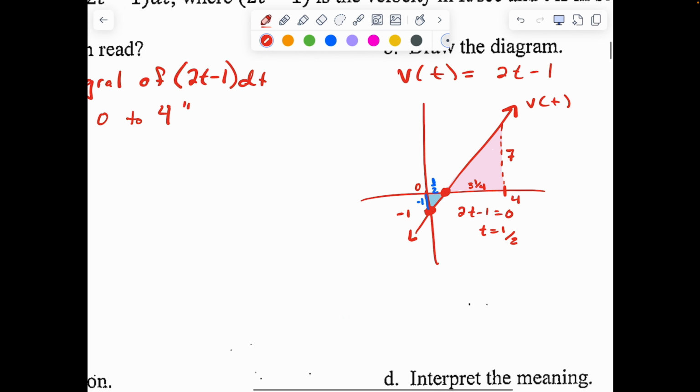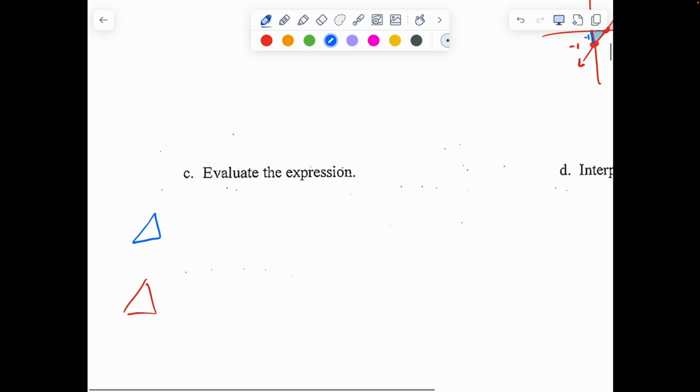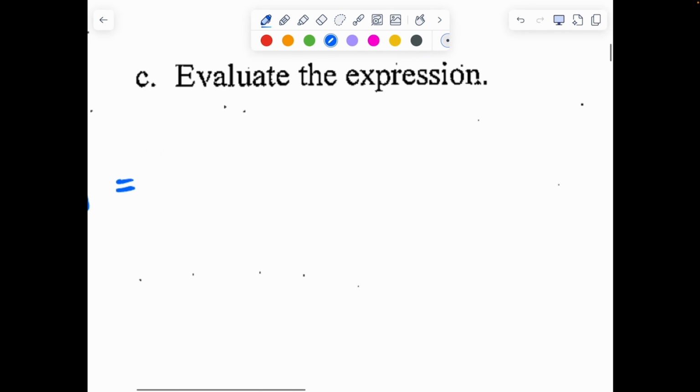Okay, so now to find the area, I'm going to do the blue triangle and the red triangle separately, and then I will figure out the area under the curve. So for my blue triangle, 1/2 base times height, I'm doing 1/2 times -1 times 1/4.